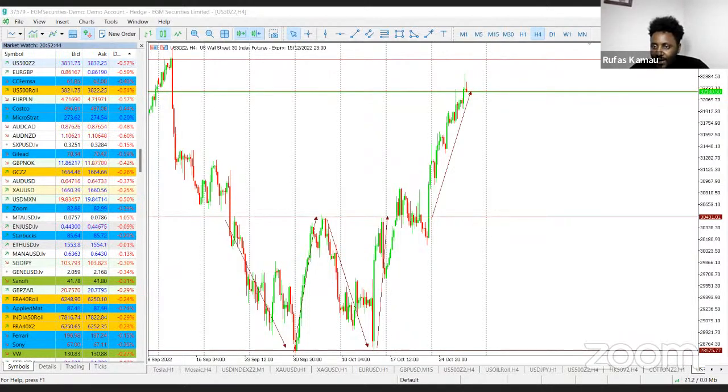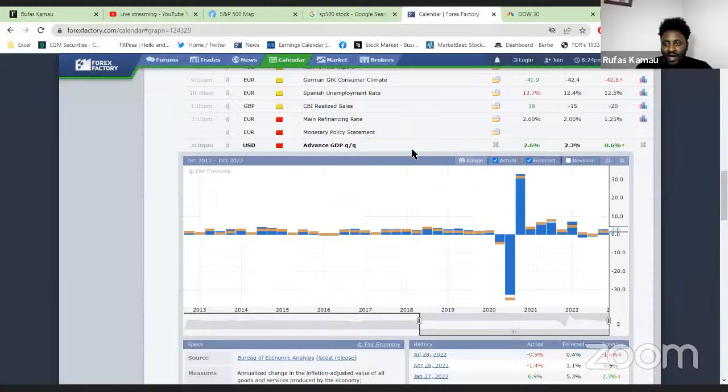On the next question, let me check quickly. Reading the economic calendar, after how long are figures updated? Say the release is to come at 6. Do you expect the reading to reflect at 6 sharp? Yes. When you're reading the economic calendar and you're expecting some data, you expect the data to be announced immediately. So let me show you how it happens.